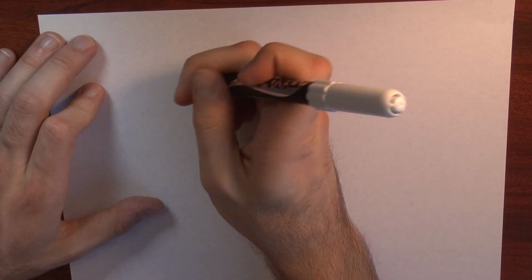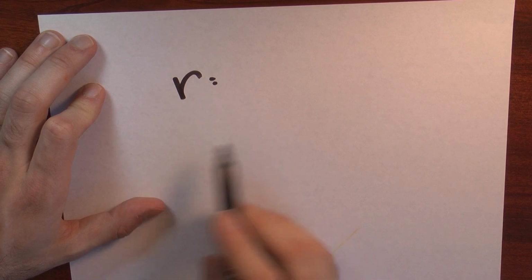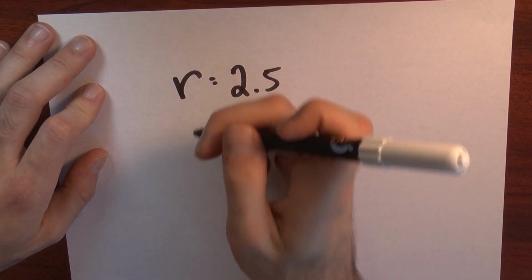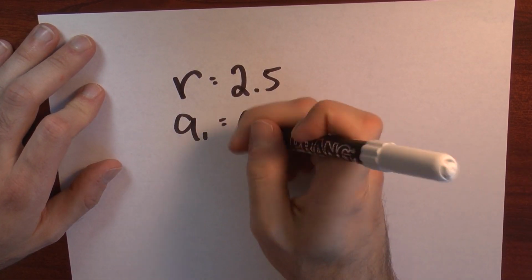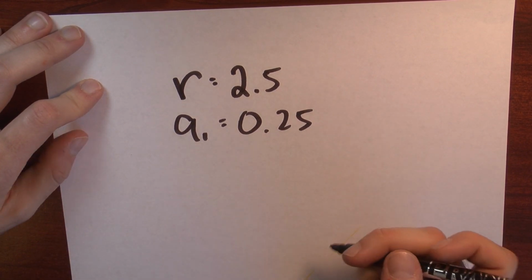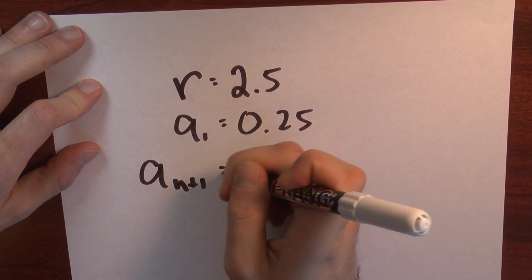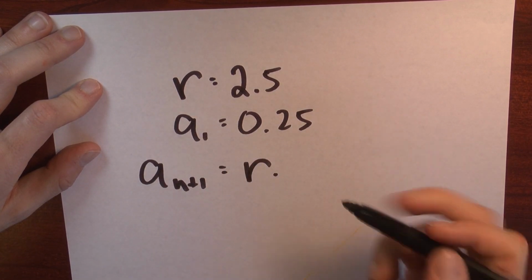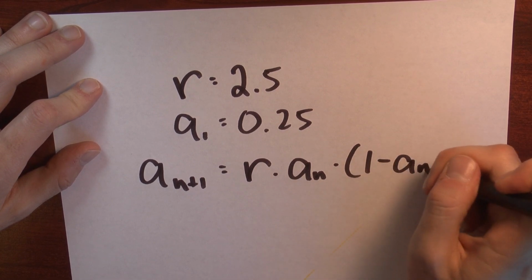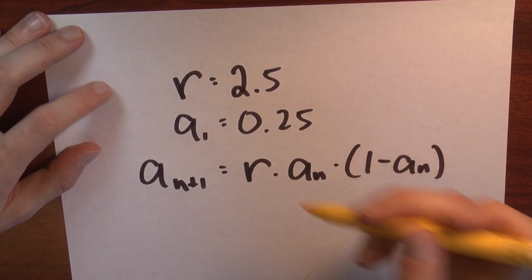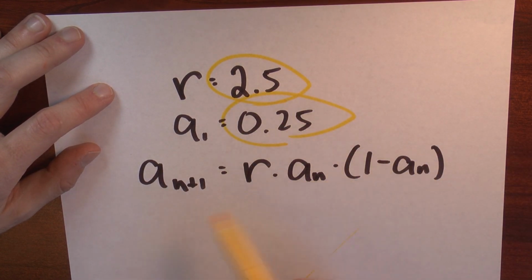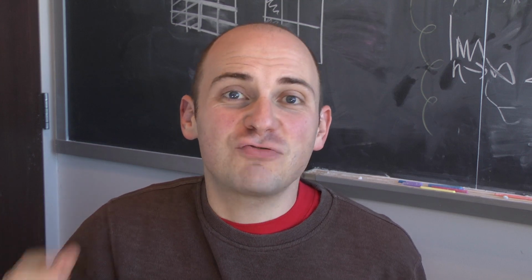Here's a sequence I want to consider. It's actually a family of sequences which depend on some parameter r. Let's call r 2.5 for the time being, and I'll pick an initial value for my sequence. Let's make it 0.25 for now. And then here's the recursive definition of the sequence. a sub n plus 1 will be this constant r times the previous term a sub n times 1 minus a sub n. And by varying r and by varying the initial value, I'll get a whole bunch of different sequences to consider. Let's try it with those values.